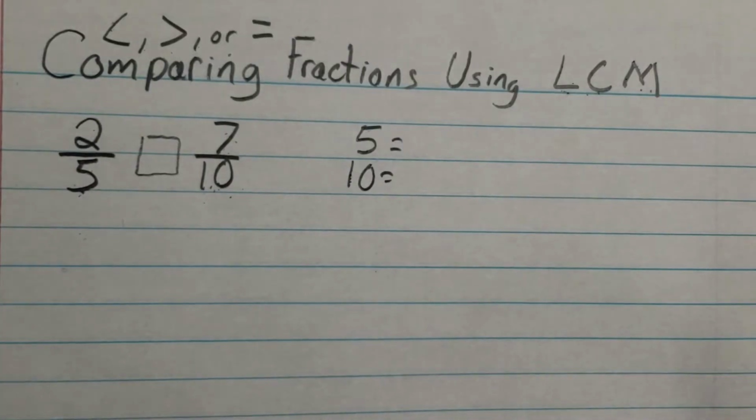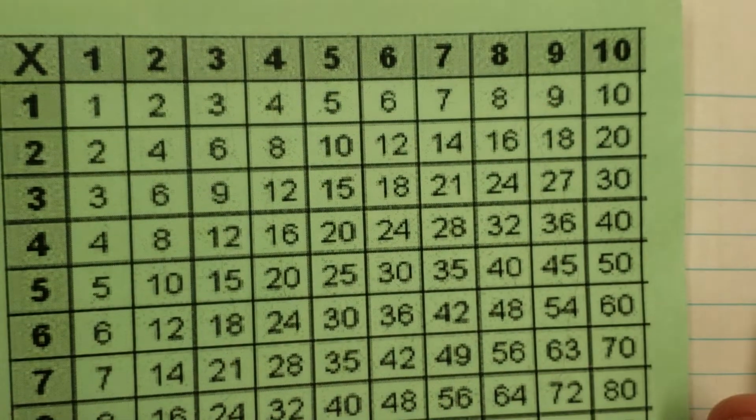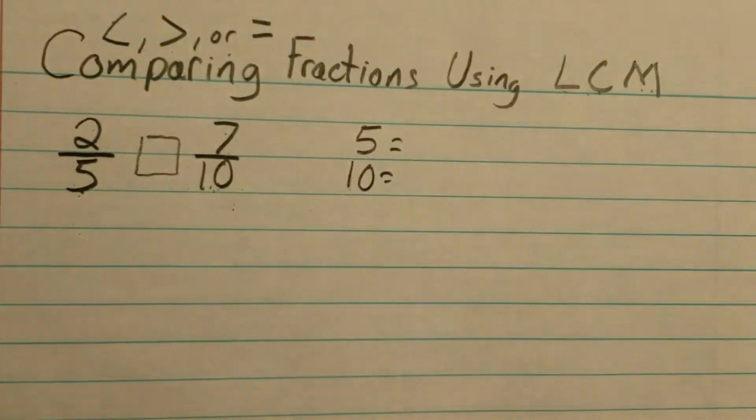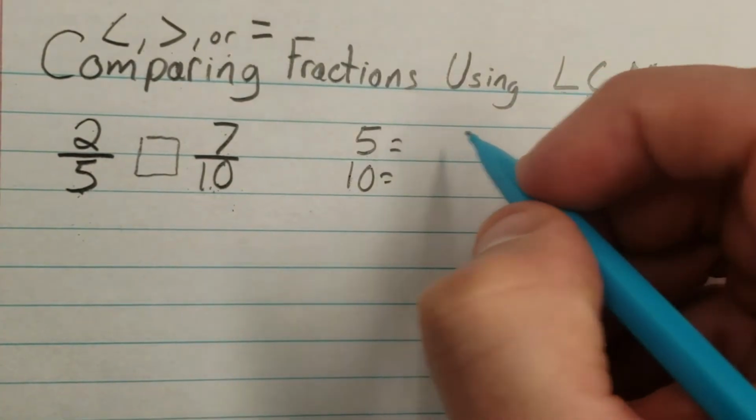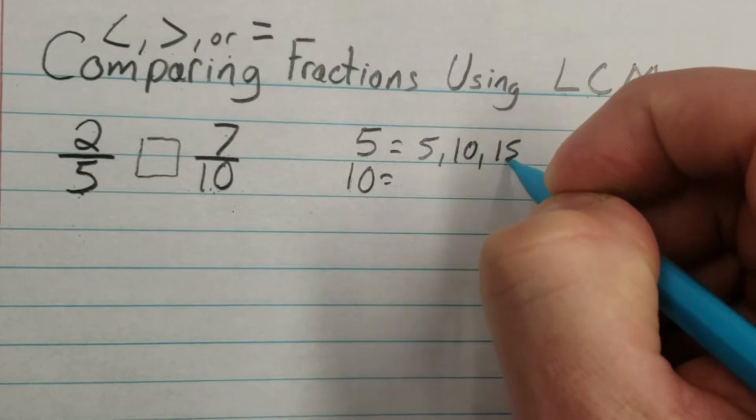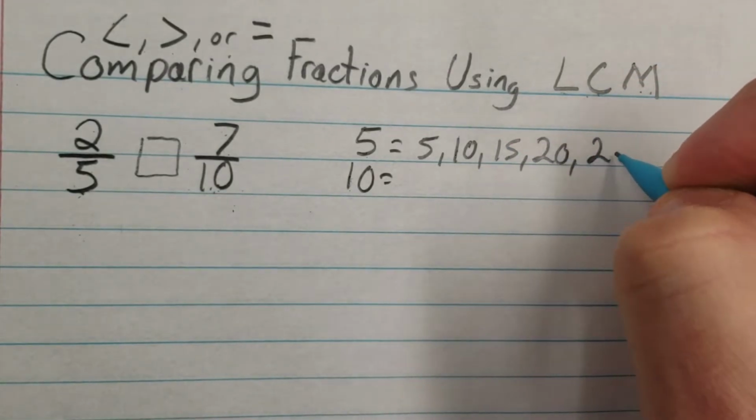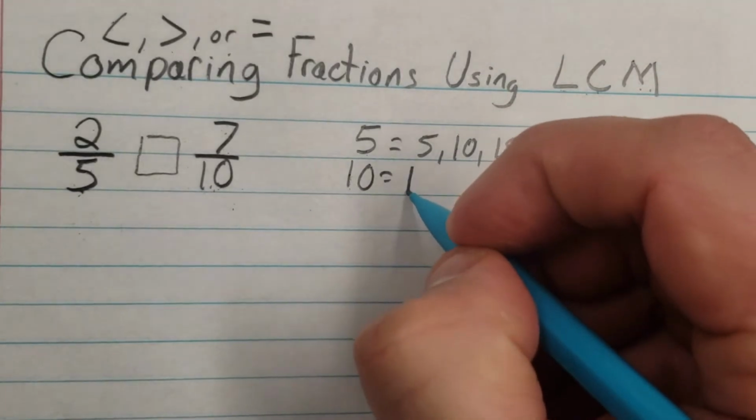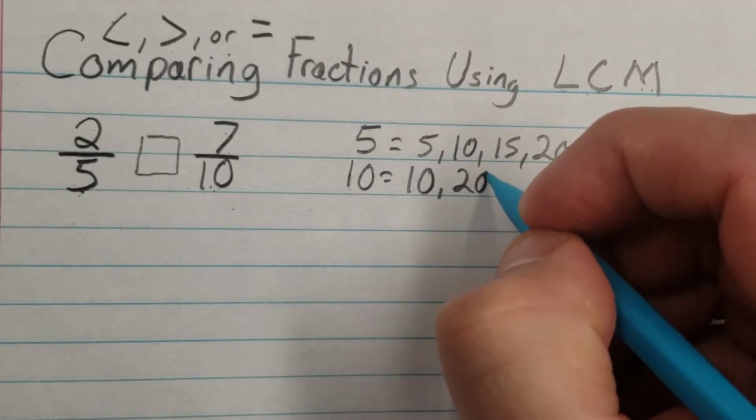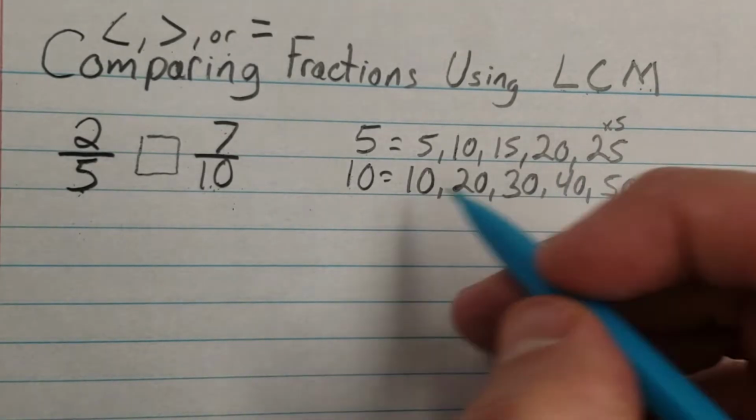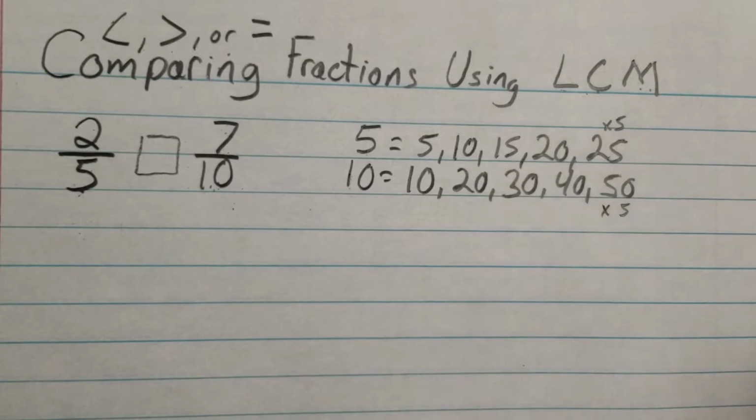In order to do that, we're going to skip count or use a multiplication chart to help us with that. We need our 5s and we need our 10s. So for our 5s, we're going to go until we get the times 5. 5, 10, 15, 20, and 25. That brings us up to 5 times 5. 10, 20, 30, 40, and 50. That brings us up to 10 times 5.